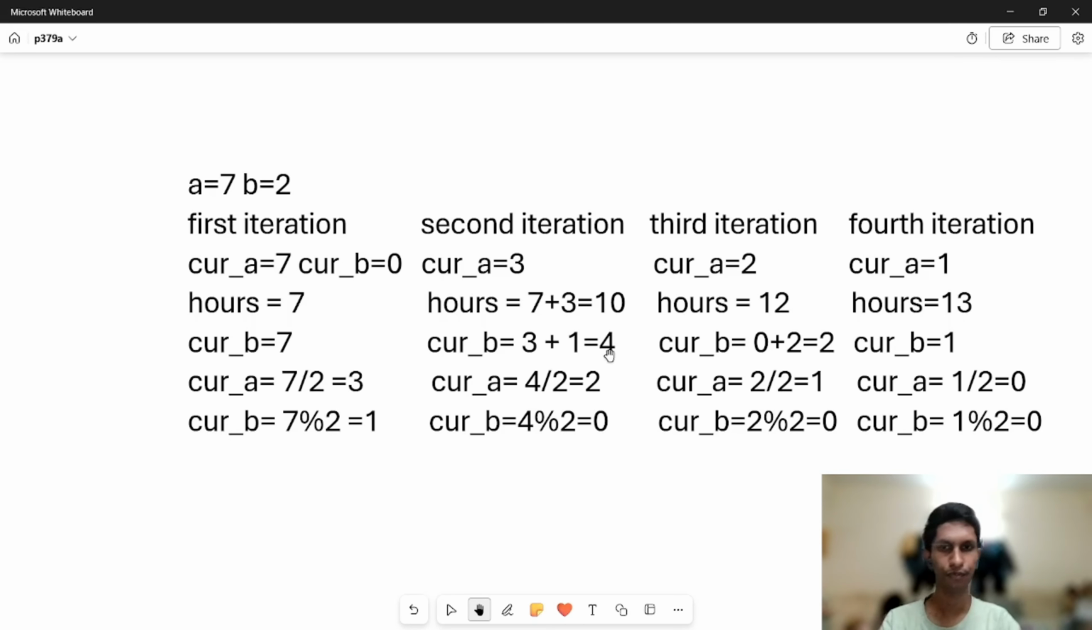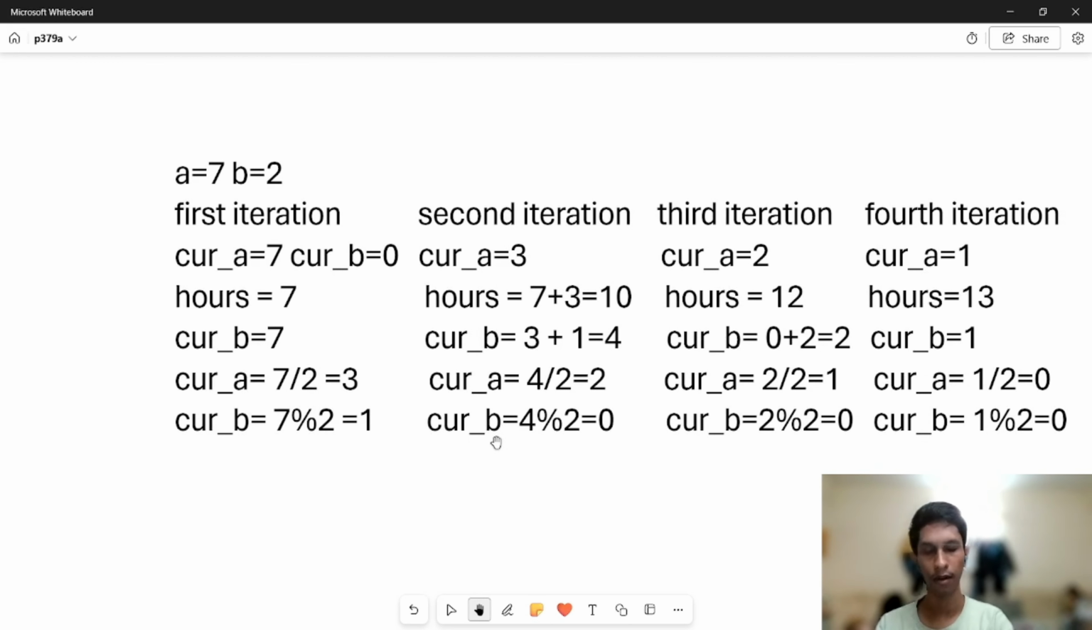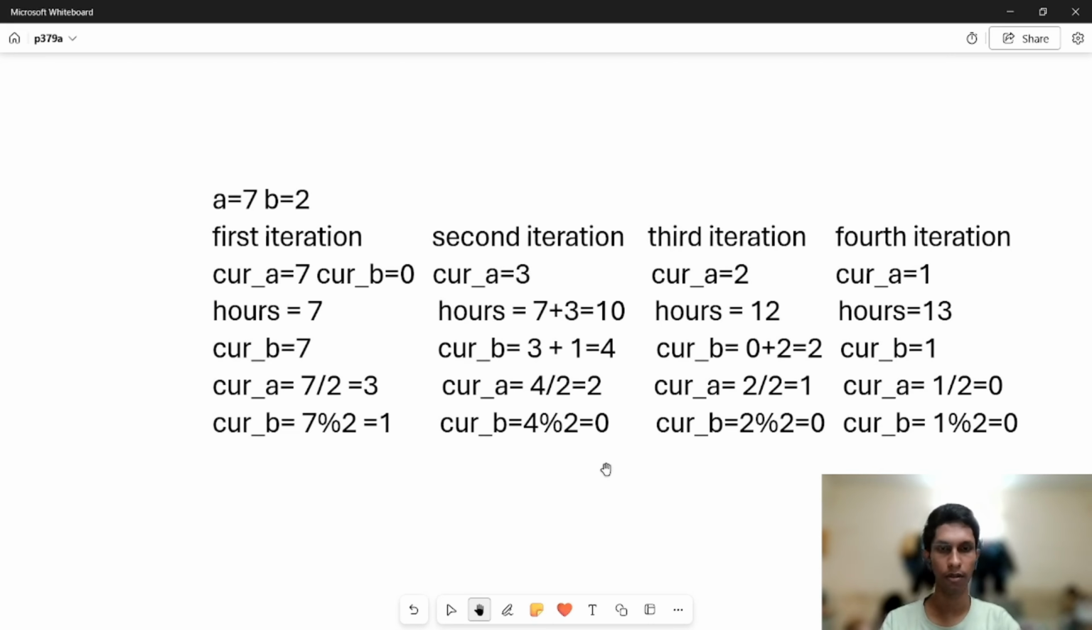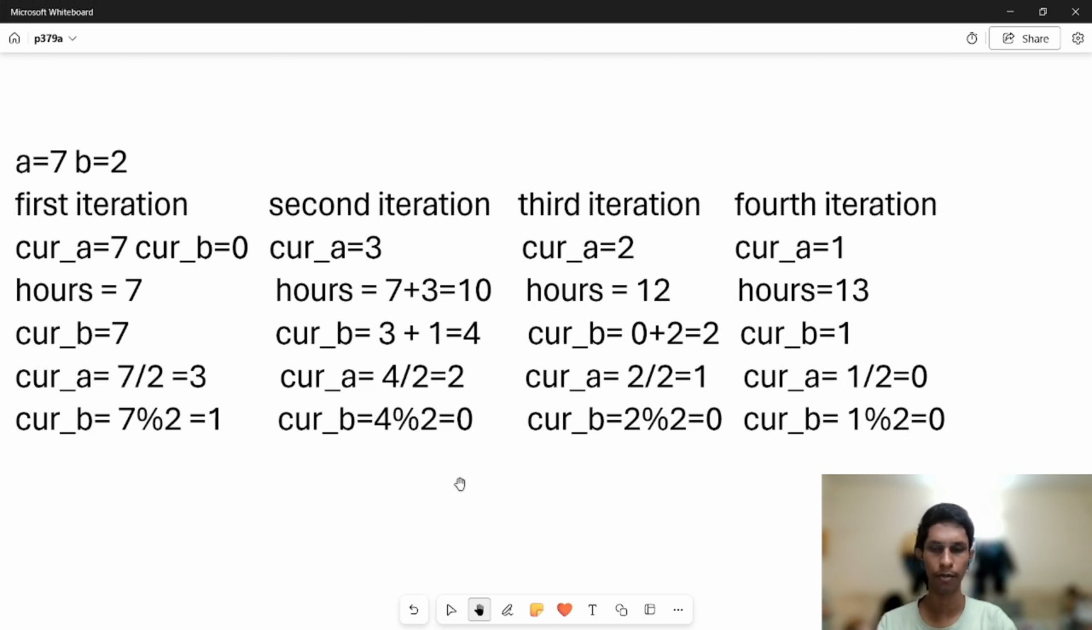So the current value of A will be the current value of B divided by 2, which will be 2, and the current value of unburned candles, that's what I've discussed earlier. Since it is a modulo operator, and it is completely divisible by 2, there will be no unburned candles, so none of the candles are being unused. So let's move on to the second iteration.